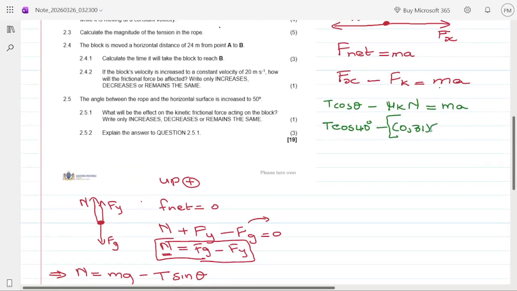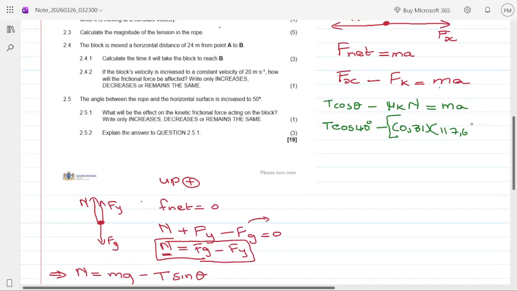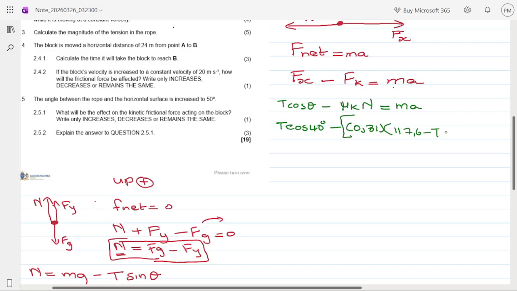So we're going to multiply this by 117.6, which is minus T sine 40 degrees. I hope you guys understand what is going on, and I hope you see why we need to put it inside the bracket, because the negative multiplies everything inside that bracket.